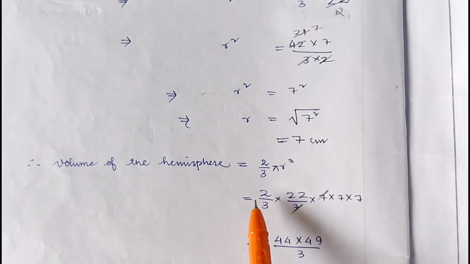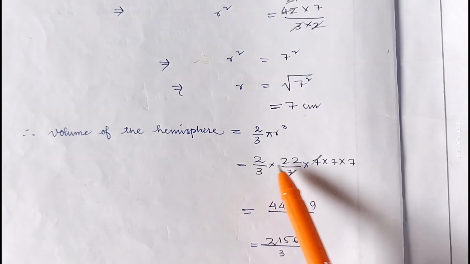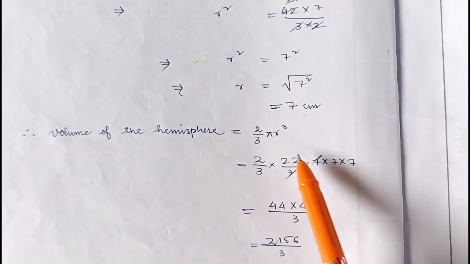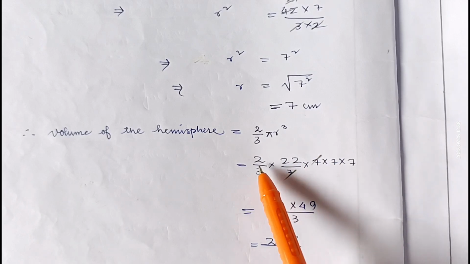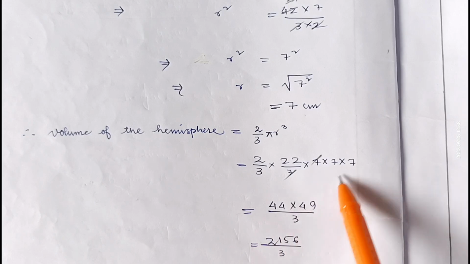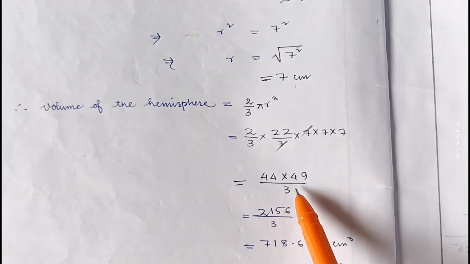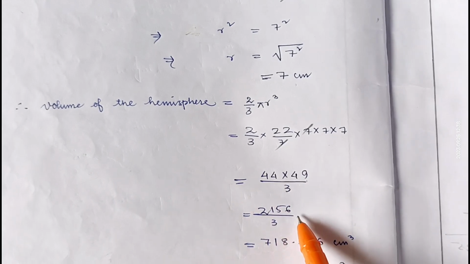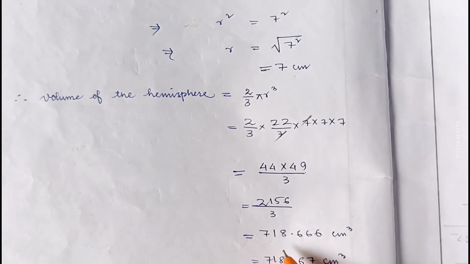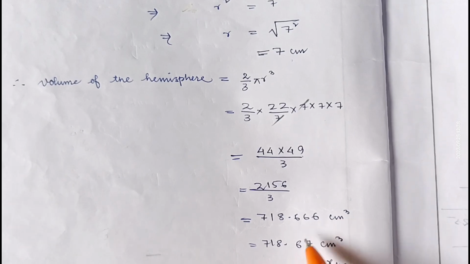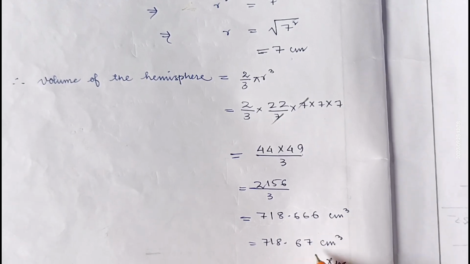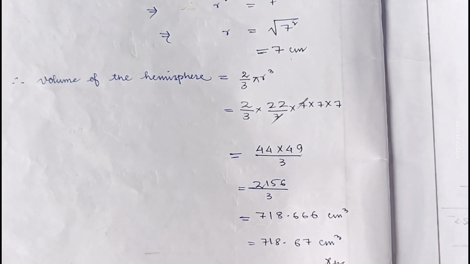So volume of the hemisphere is 2/3 πr³. 2/3 π, π is 22/7, into r³, 7 into 7 into 7. These 7s can be cancelled. So 2 into 22, 44, 49 by 3. Since it cannot be cancelled, if you multiply these two, 44 and 49, it will be 2156 by 3. If you divide, it will be 718.666 centimeter cube. If I round off, it will be 718.67 centimeter cube, which is the required volume of the hemisphere.